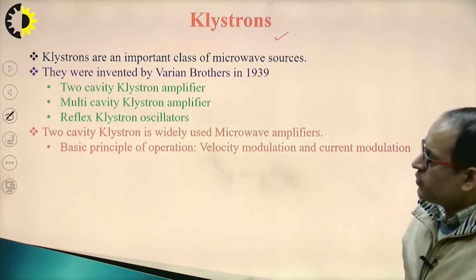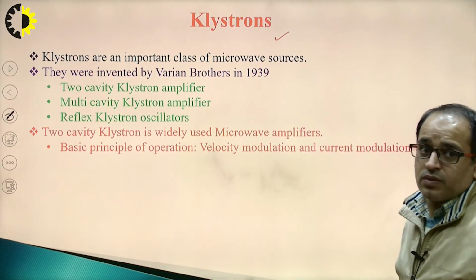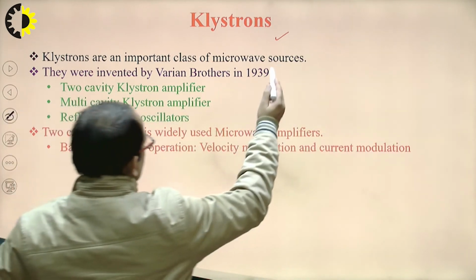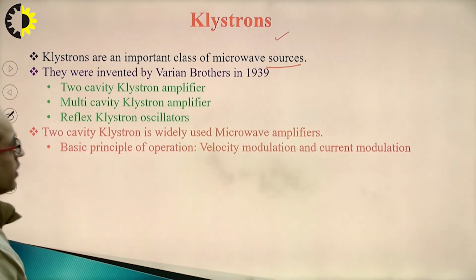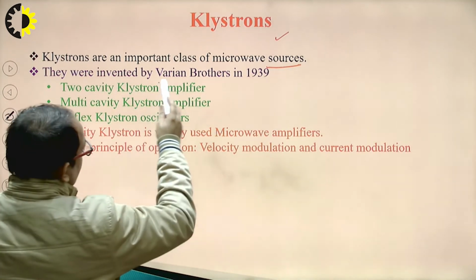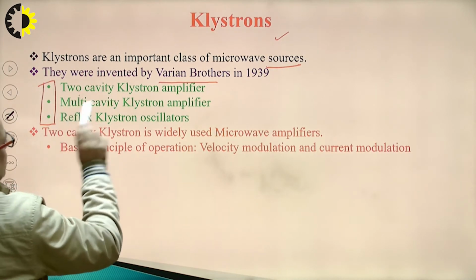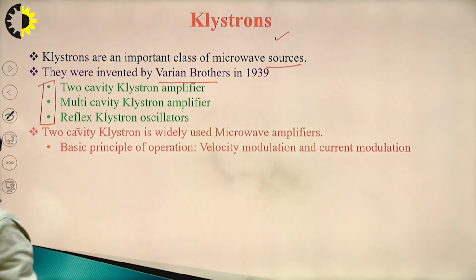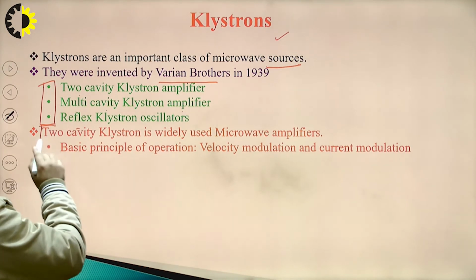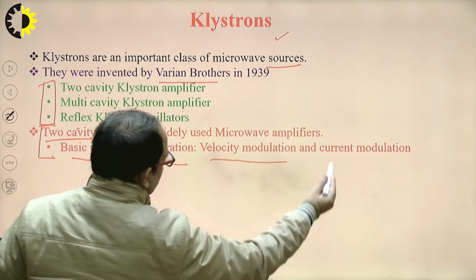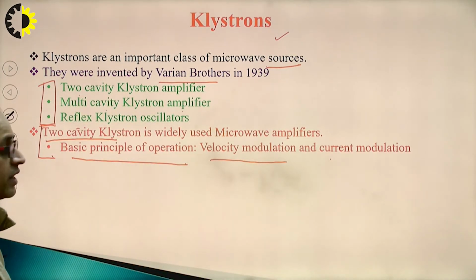Now the first topic we will discuss is the klystron. Klystron is a very important class of microwave sources. It is a very good microwave source, invented by the Varian brothers in 1939. We will study the two cavity klystron, the multi cavity klystron amplifier and the reflex klystron oscillator. Basically we will discuss the two cavity klystron, in which the basic principle of operation is velocity modulation and current modulation, and the bunching process is the current modulation.